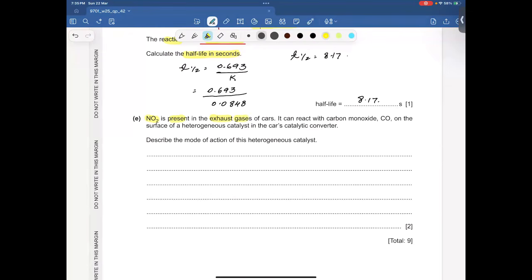NO2 is present in the exhaust gases of cars. It can react with carbon monoxide on the surface of a heterogeneous catalyst in the car's catalytic converter. By the way, a heterogeneous catalyst is one in which reactants and catalyst have different physical states.